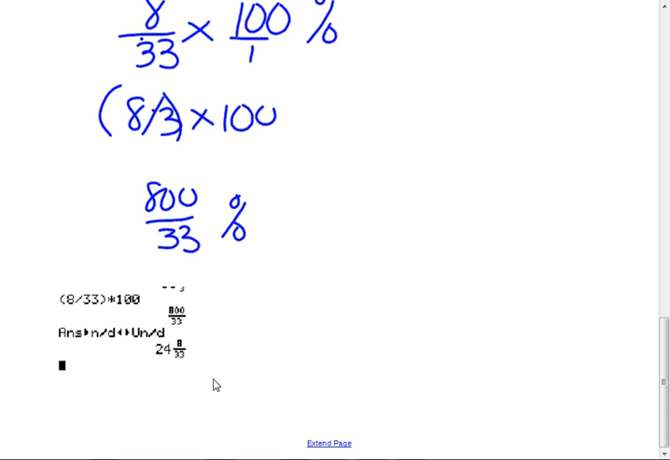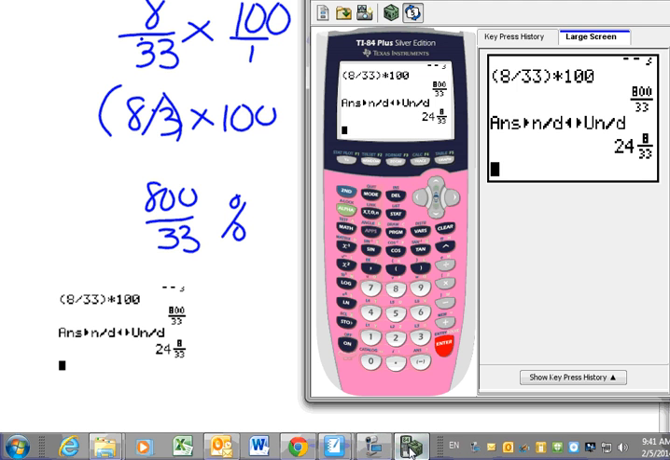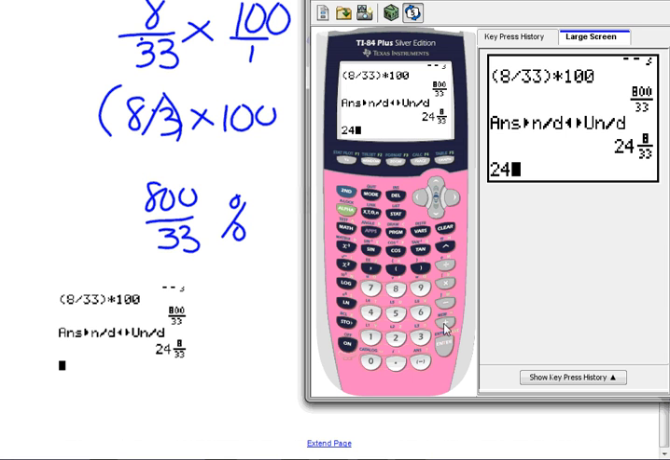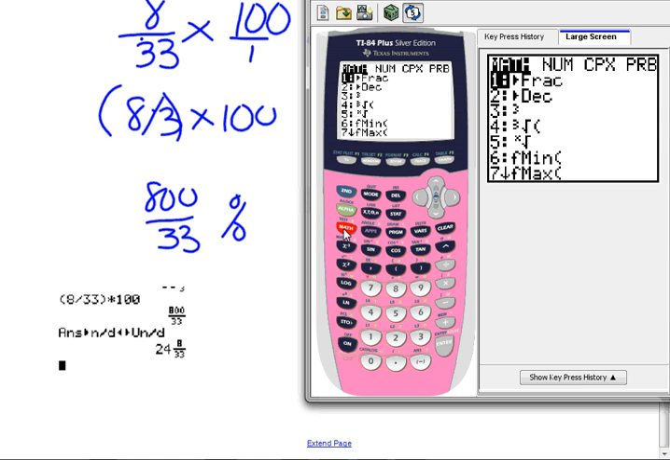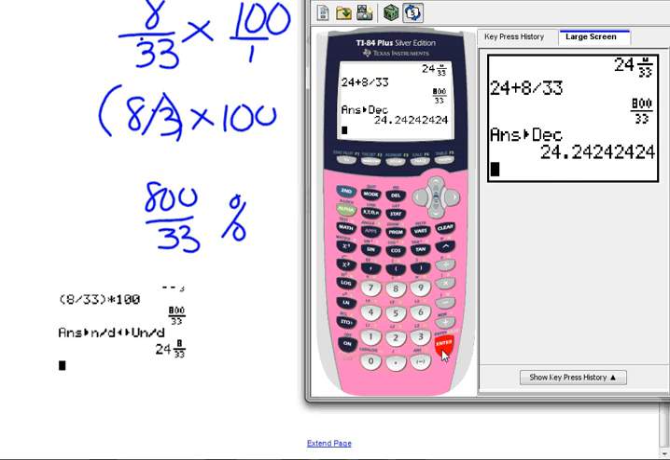Now, should we try 24 and 8/33? You do have this ability on an 83. So I'm going to take that answer. You could write 24 plus 8 divided by 33 because you're not in fraction mode. Mine's still going to come out like that. And then there's a button in the math menu. This is true for anybody with an 83. Math, and we want to change it to a decimal. So let's try 2. Now things don't always work, and there it is as a decimal.